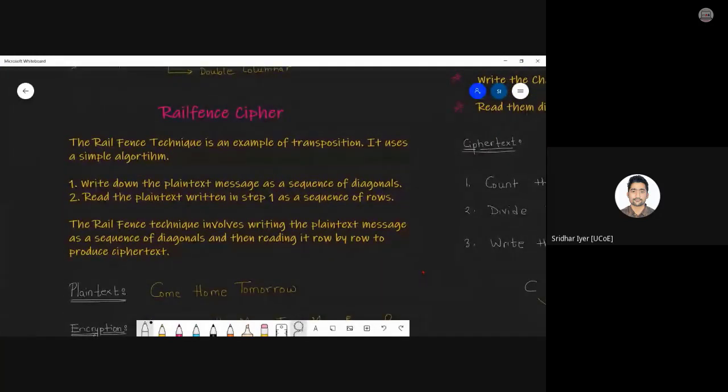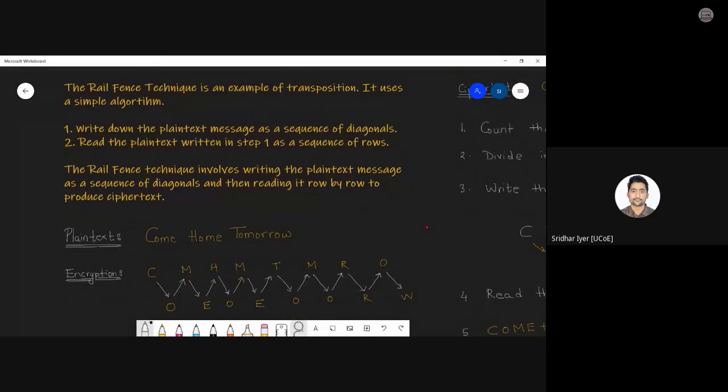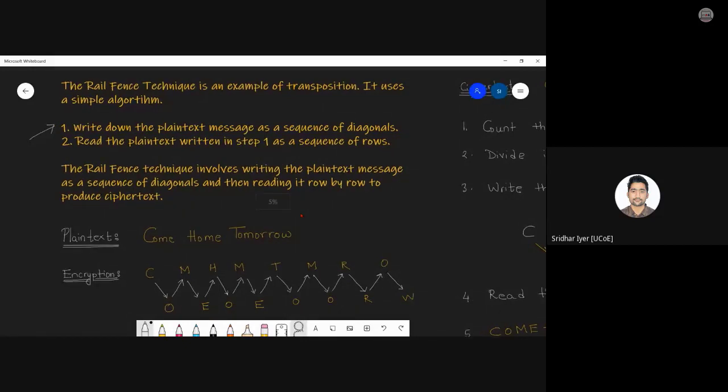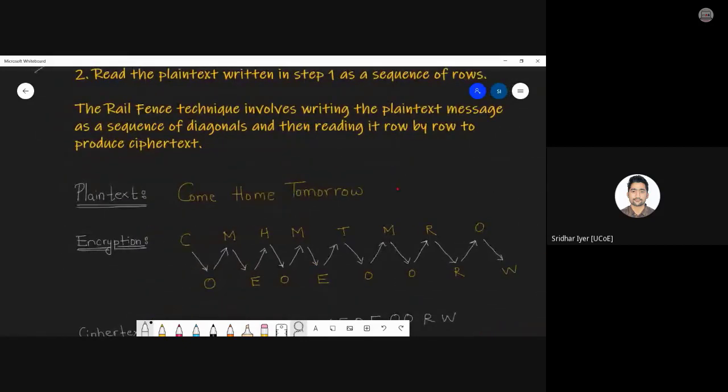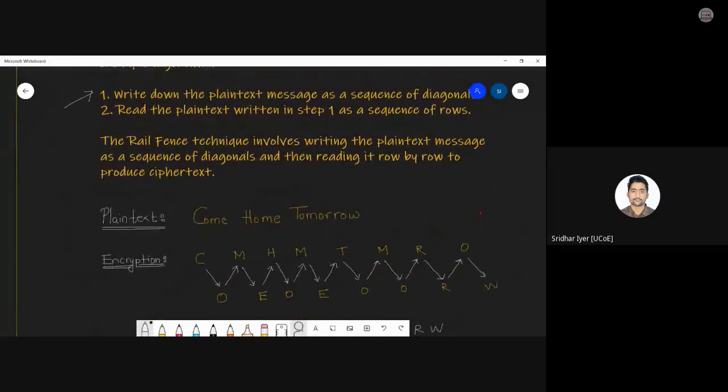First of all, you must have seen rail fences, right? Zigzag patterns of wires and wire frames. Similar to that, that's why this cipher has got the name rail fence cipher. As you can see, the very first thing is we write down the plain text message as a sequence of diagonals. Over here, the plain text message is come home tomorrow. We are writing that plain text as a sequence of diagonals.